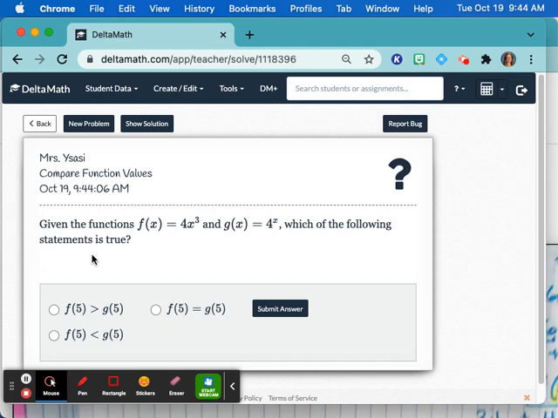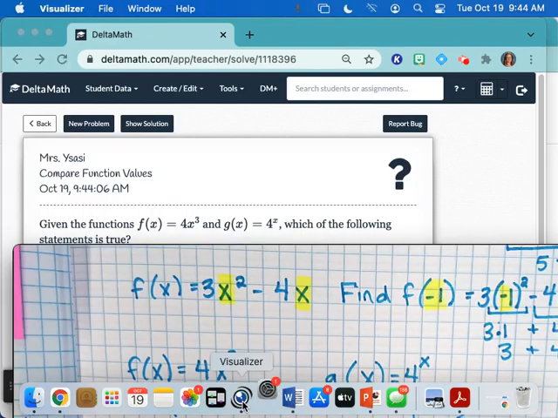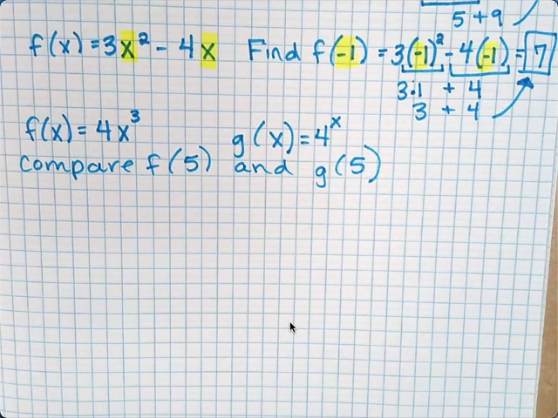Okay, so see how this says f of x is 4x to the third, g of x is 4 to the x power? And then each one of these is f of x or g of x. We're comparing. This says f of x is greater than, f of x is less than, or f of x is equal to.